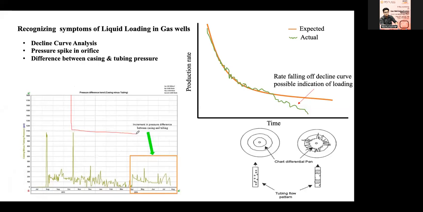So if you plot this, your casing pressure will increase, your tubing pressure will decrease. So this may also be an indication of a liquid loading problem.